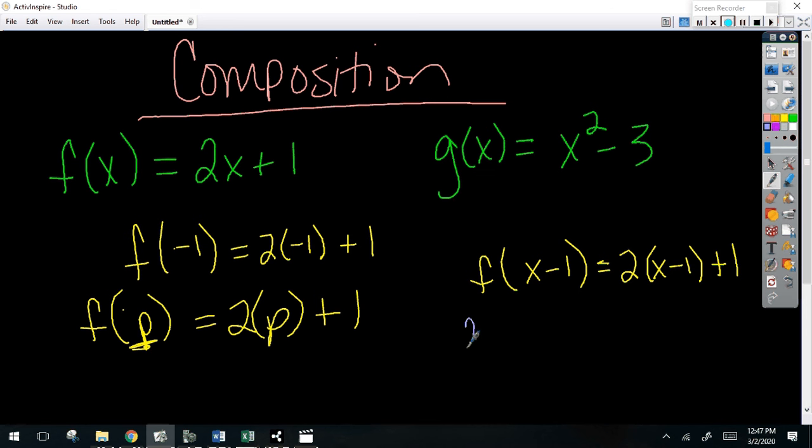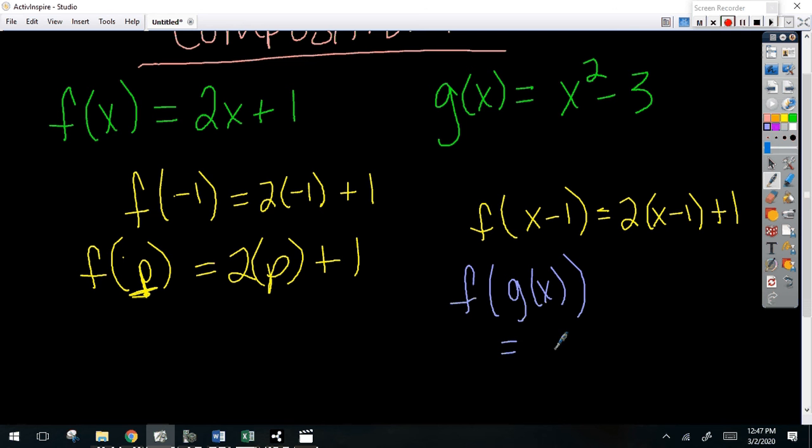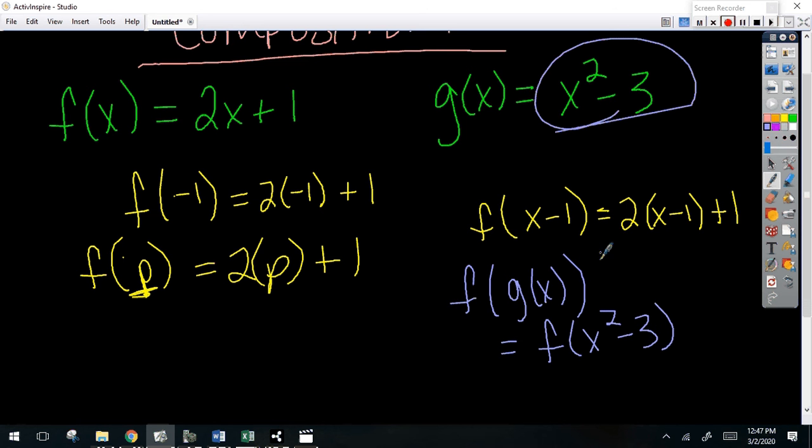What if I said, what is f of g of x? What is g of x? Do you know what g of x is? X squared minus 3. So f of x squared minus 3, because g of x is x squared minus 3. Well, now it looks like what we just did. It's not hard anymore, right?